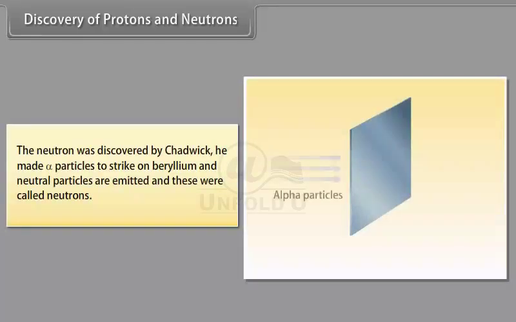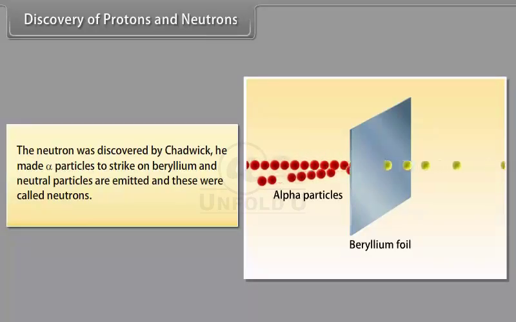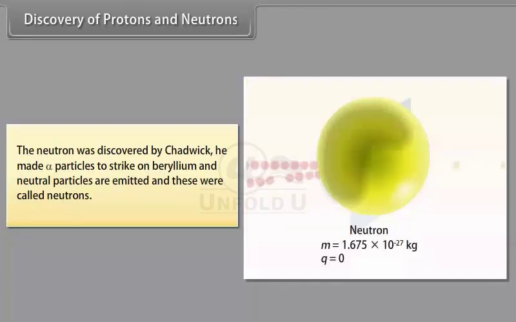The neutron was discovered by Chadwick. He made alpha particles strike beryllium, and neutral particles were emitted, and these were called neutrons. Atomic models. Thomson model of atom.